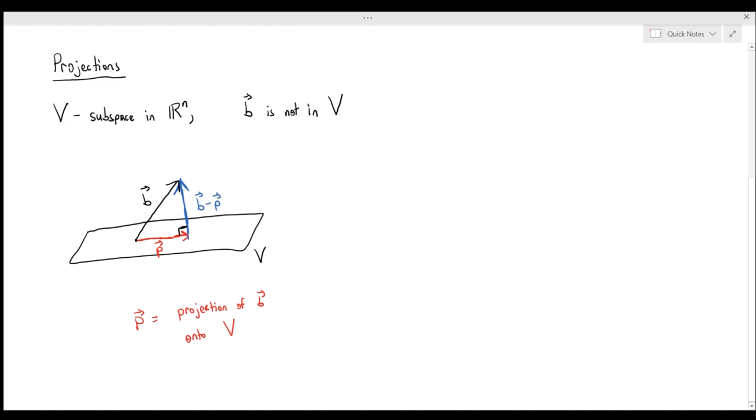One way that you can see that is since these vectors are connected head to tail, that means that their sum has to equal vector B. And so for the sum to equal B, this must have been B minus P. So one property of the projection vector is that the difference B minus P is going to be perpendicular or orthogonal to the space V itself, okay? And since it's a vector which is orthogonal to V, another way that you can say this is that B minus P is going to be in the orthogonal complement of V.